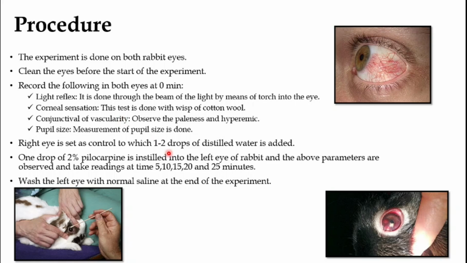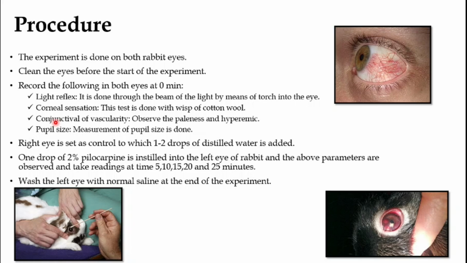The corneal sensation will be checked by a wisp of cotton wool. You will take the cotton wool and slightly touch the cornea of the rabbit eye with it, and if the rabbit blinks its eye, then the corneal test is positive. And if the rabbit does not blink its eye upon the cotton wool touching the cornea, then the corneal reflex is negative.